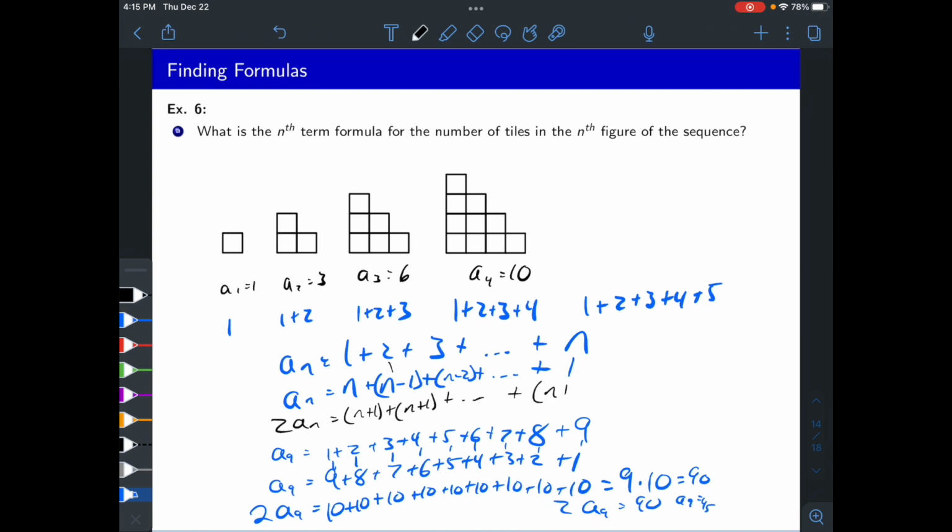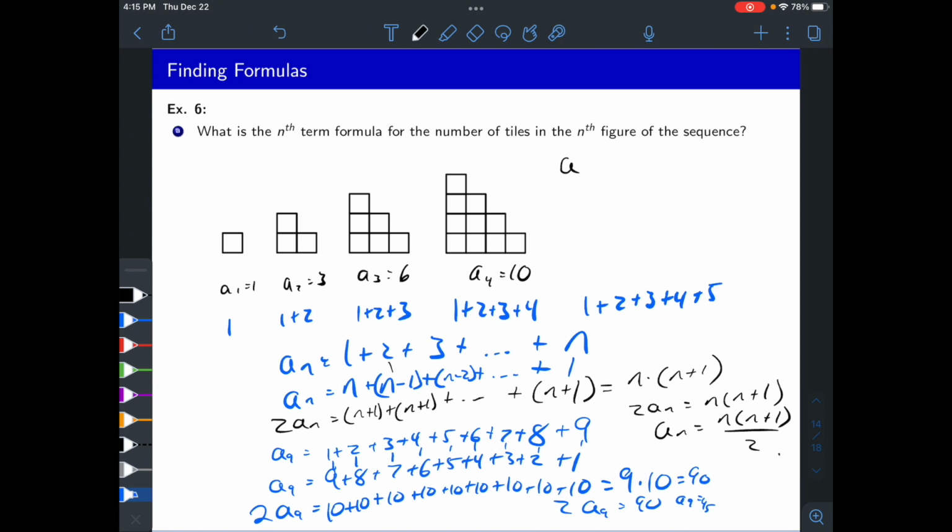And then I just keep doing that, and I get a bunch of n plus 1s. How many of them are there? We're counting from 1 through n. So this is n times n plus 1. So 2a_n is equal to n times n plus 1. So a sub n is n times n plus 1 over 2. Okay, so this is a closed formula for this.